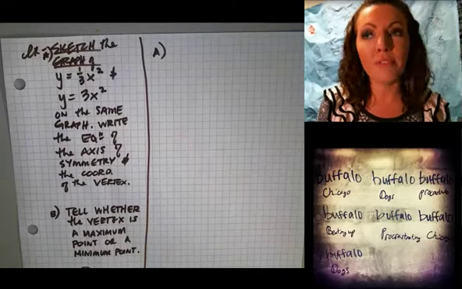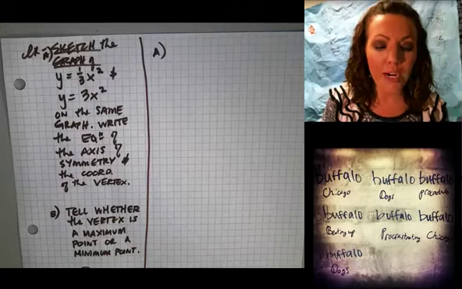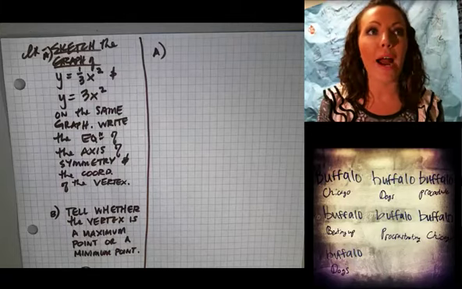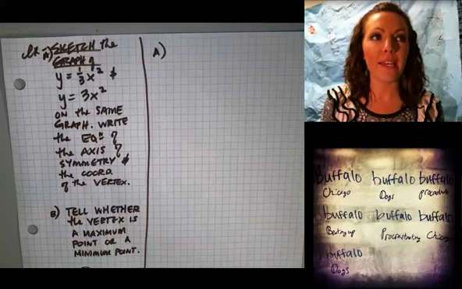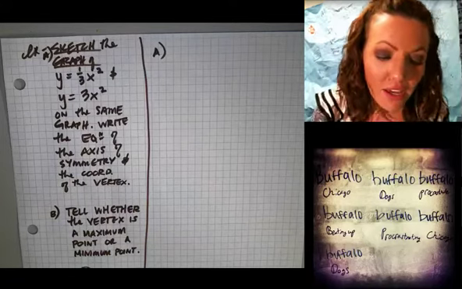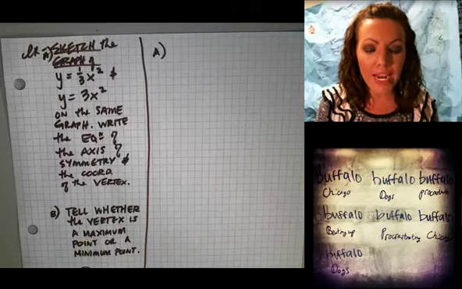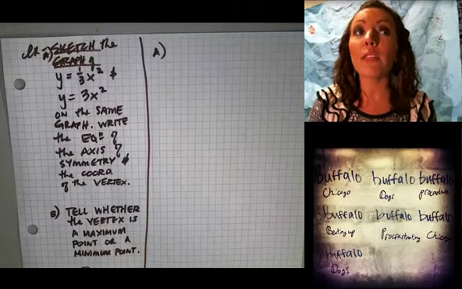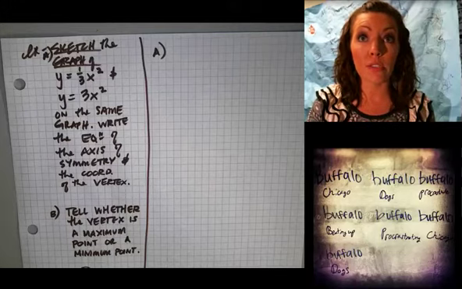Sketch the graph. More sketching. Y equals 1/3 x squared and y equals 3x squared on the same graph. Then, write the equation of the axis of symmetry and the coordinates of the vertex. Would you all like to know the trick now to graphing these so you don't have to make tables?